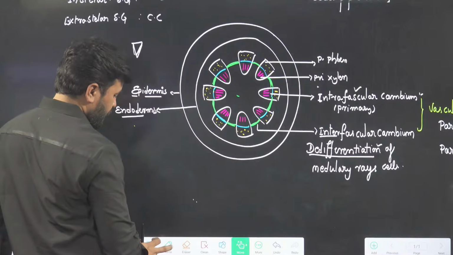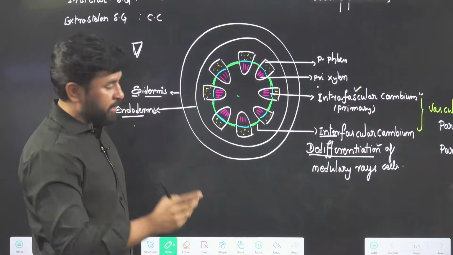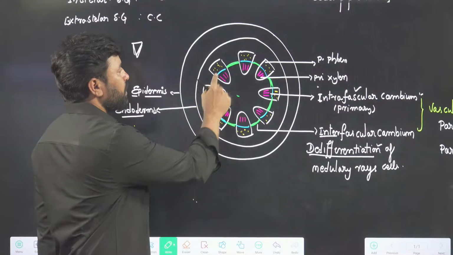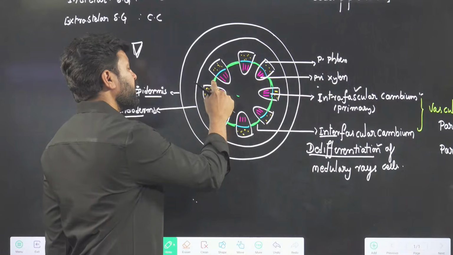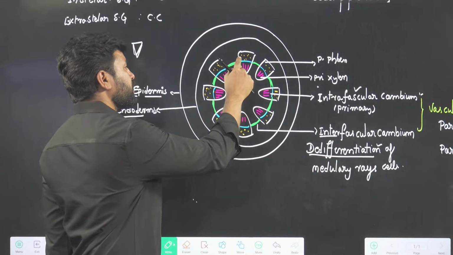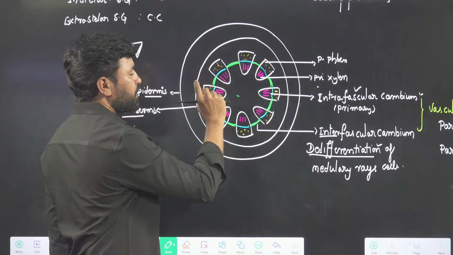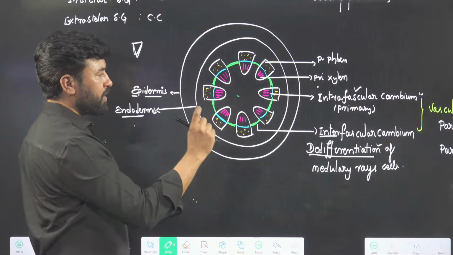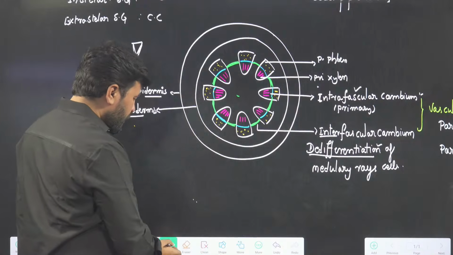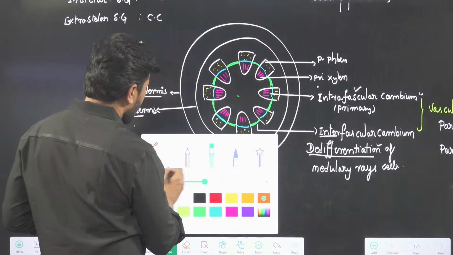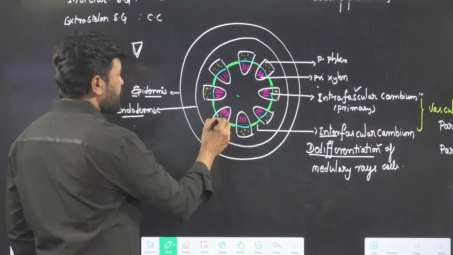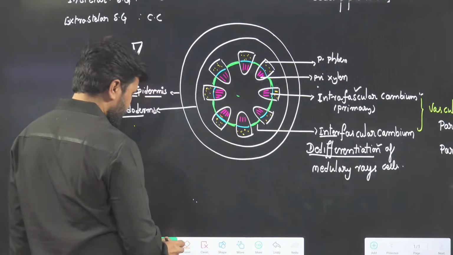Imagine this, carefully follow me. This is the vascular cambium ring. Inter, intra, inter, intra. Alternatively, the interfascicular cambium has formed the vascular cambium ring. This vascular cambium ring started to divide. These divisions we call cuttings.